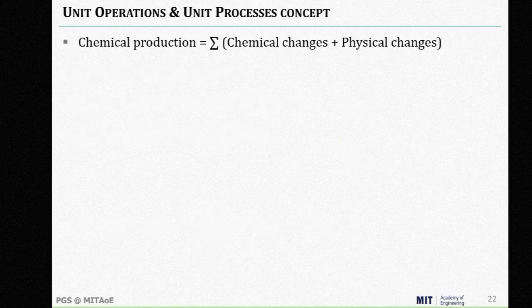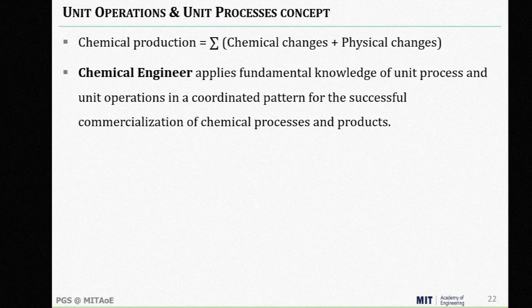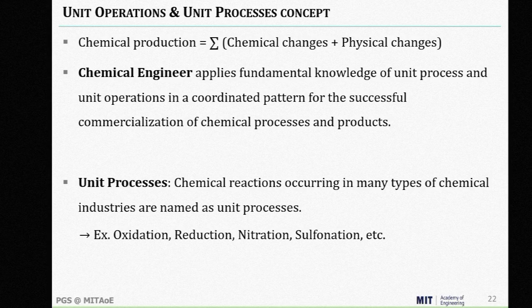Any chemical production facility or chemical industry is a combination of chemical changes and physical changes. A chemical engineer applies the fundamental knowledge of unit processes and unit operations for commercialization of a chemical process and product. So what is meant by unit process and unit operation? Okay, we'll discuss that. So unit processes, what is it?